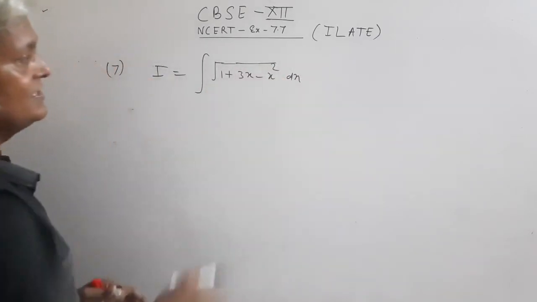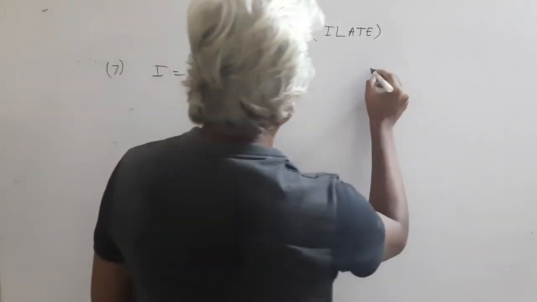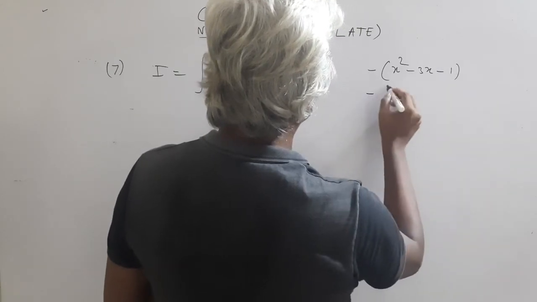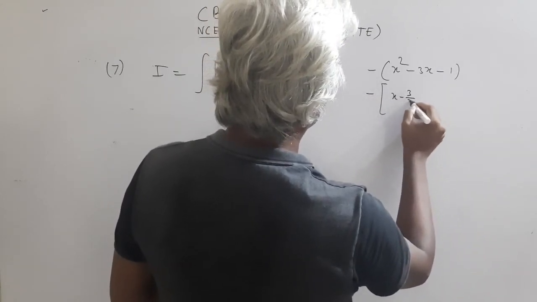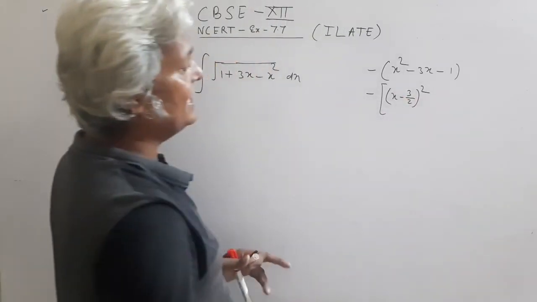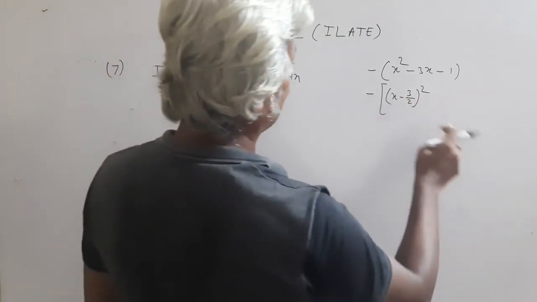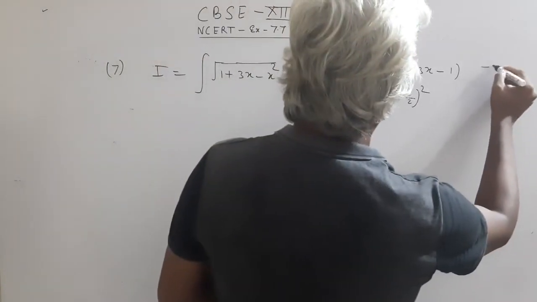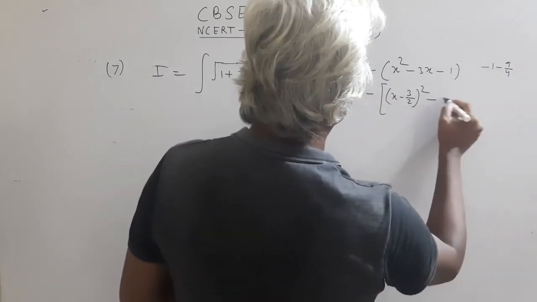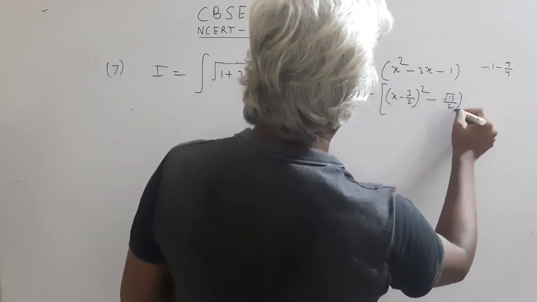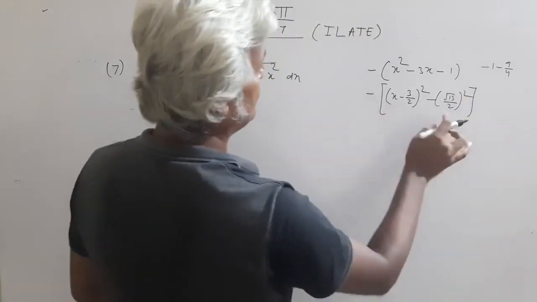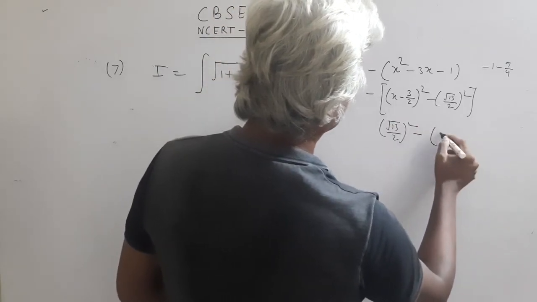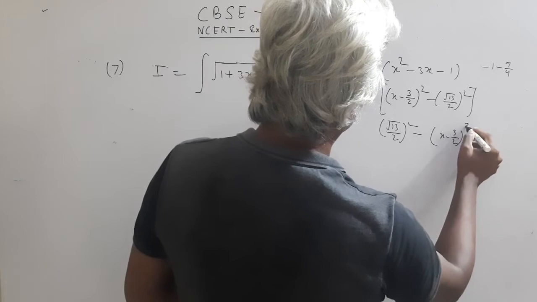Now I just have to express this in terms of sum or difference of two squares. So just take minus common. This becomes x square minus 3x minus 1. This is minus, this becomes x minus 3 by 2 whole square, and then at the end, because plus 9 by 4 has been compensated, minus 1 minus 9 by 4. Minus 1 minus 9 by 4 is minus root 13 by 2 whole square. Now compensate this, this becomes root 13 over 2 whole square minus x minus 3 by 2 whole square.